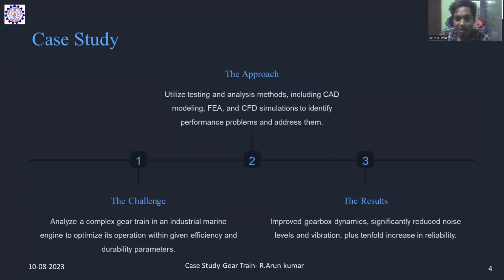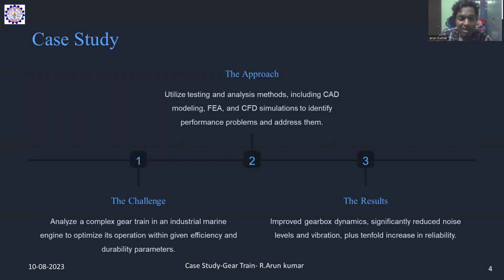So in this case study, what approach are we using? We utilize testing and analysis methods, including computer-aided drawing, modeling, finite element analysis, and computational fluid dynamics simulations to identify performance problems and address them. We are categorizing the study into three parts: first, the challenge; second, the approach; third, the result.